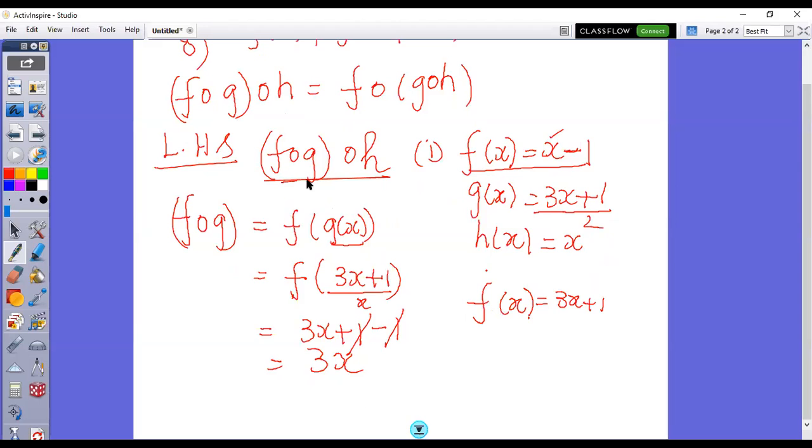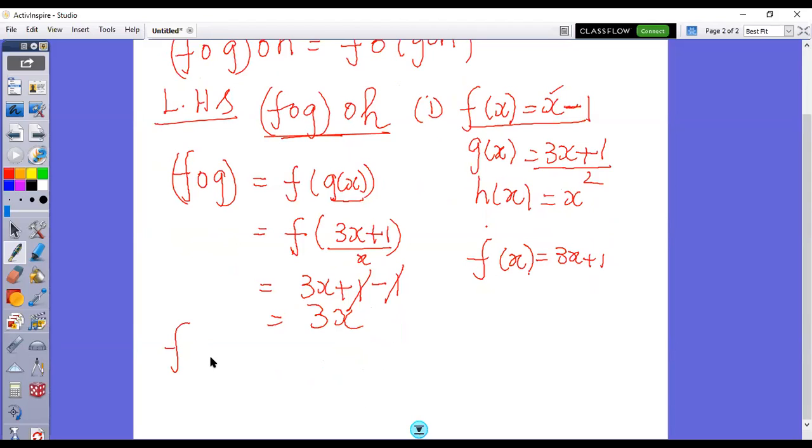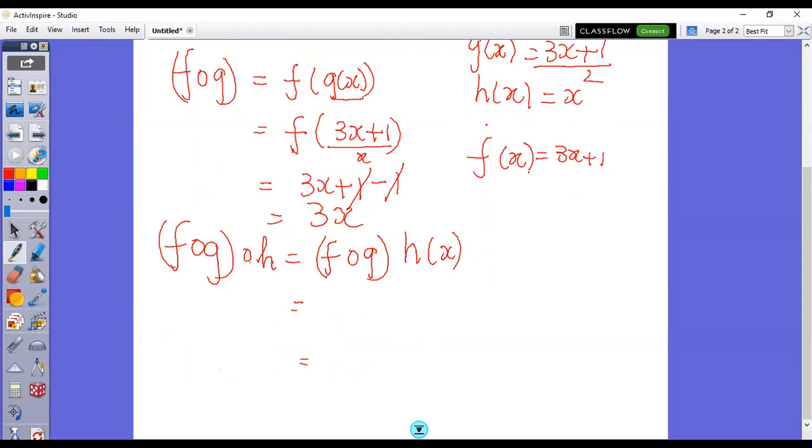Next, another one, f composite of g composite of h. So first f composite of g composite of x. Remove the composite: h of x. Already you know h of x value is x square. So f composite of g is 3x, so 3x square. Let us write it as 3x square, equation 1.